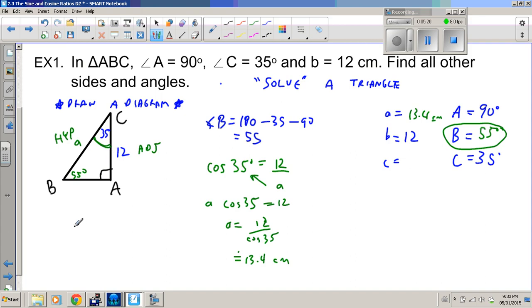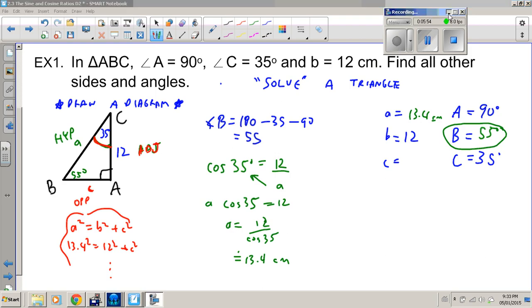We could use A squared equals B squared plus C squared, where this is 13.4 and this is 12, and we want to find C, and I could finish that off if I want to, but it's trigonometry that we're doing here, so I'm going to do a trig one, where I want to find this little c. From little c, from this angle 35, what's the c then? Well, it's the opposite side, and the 12 is the adjacent side again.